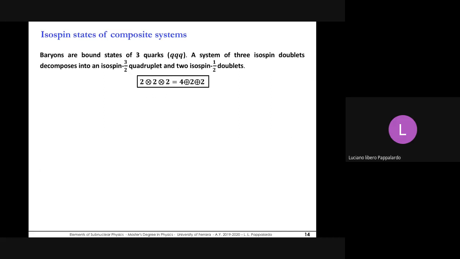Now, what about baryons and mesons? Let me start with baryons. Baryons, as you know, are bound states of 3 quarks, and a system of 3 isospin doublets decomposes into an isospin 3/2 quadruplet and 2 isospin 1/2 doublets. So again, back to group theory. If you want to construct the isospin states of baryons, you have to consider all the combinations of 3 quark doublets, and this results in a quadruplet with isospin 3/2 and 2 doublets with isospin 1/2.